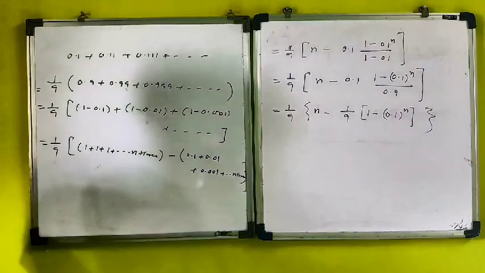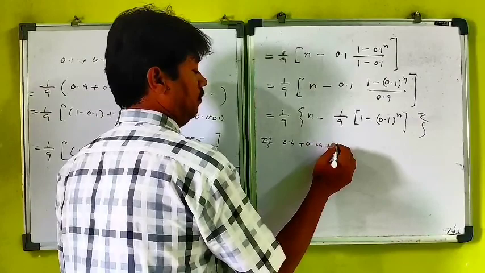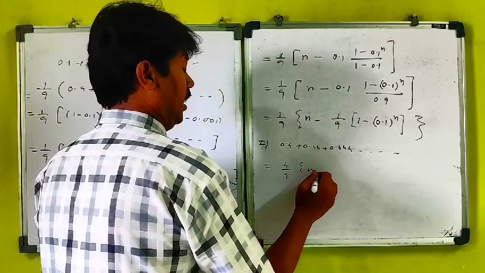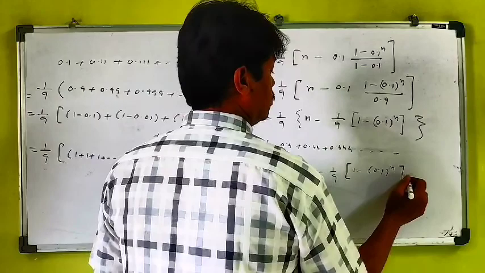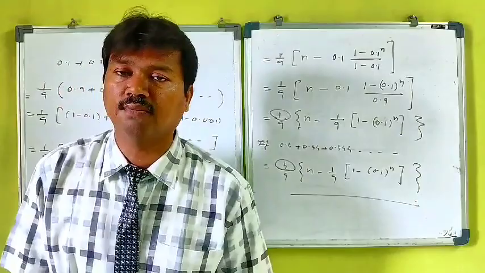So again the same. Suppose instead of this, it's 0.4. Similarly this becomes 4 upon 9 times n minus 1 upon 9 into 1 minus 0.1 raised to n. So this is the answer for this. This 1 is replaced by 4. Suppose 0.5, it will become 5 by 9 and so on. But the method is important. We can simplify this also, if you want.